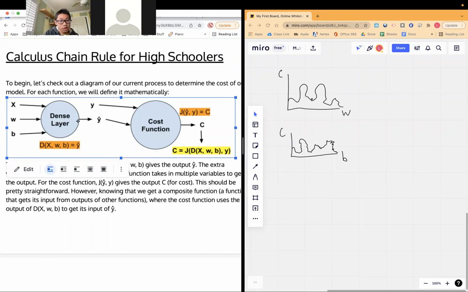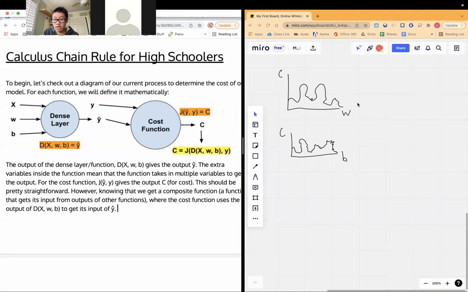You know how this was the thing I showed you before, right? So you have X, W, and B, they go into a dense layer, you get the prediction, then you use that prediction and your correct value and you plug it into the cost function to get a cost, which is technically error. Okay, so you remember these graphs, the cost graph with respect to the W on the x-axis, cost on the y-axis? I think you showed me it.